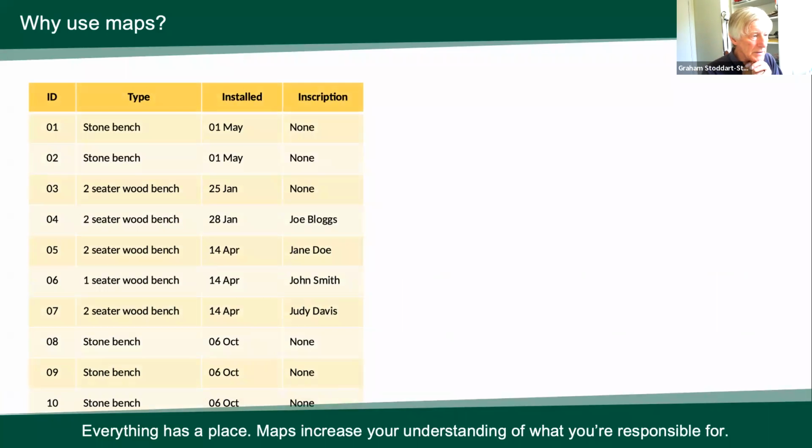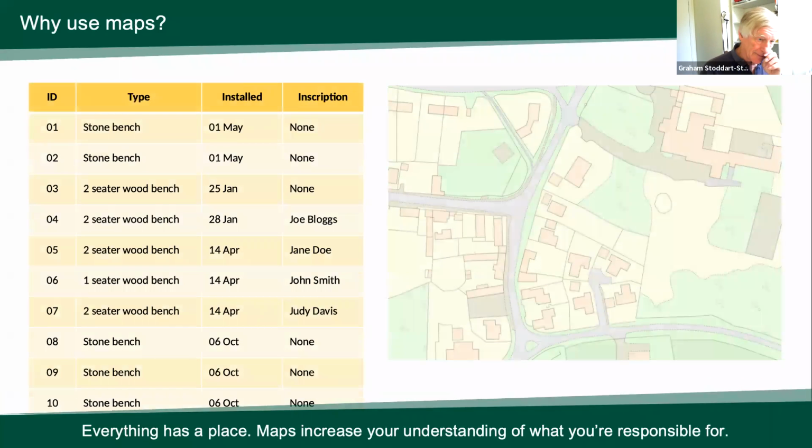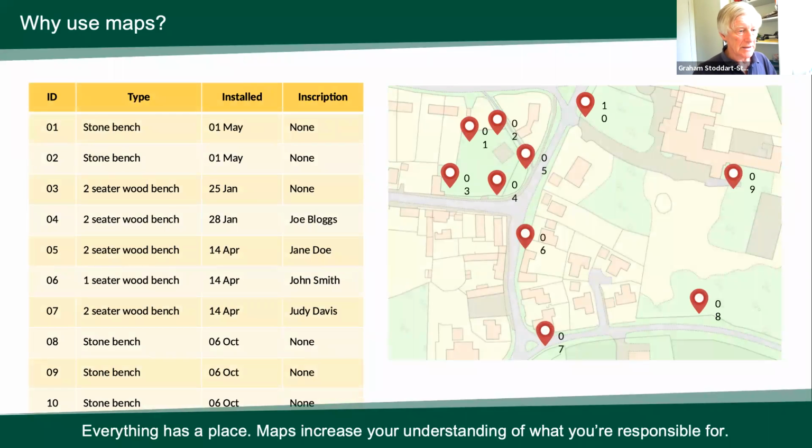So the reason for using maps in the first place is that everything has a place, and I call digital mapping location-based data. So the idea is that wherever you see something, you should be able to click on it and up will come the data on the left-hand side. And basically that's how the system works. Again, you'll be seeing that later. But everything has a place, and then to find out what the information is on something, you just click on it.